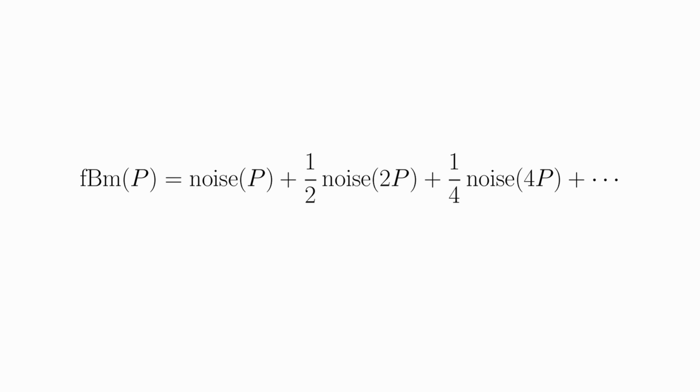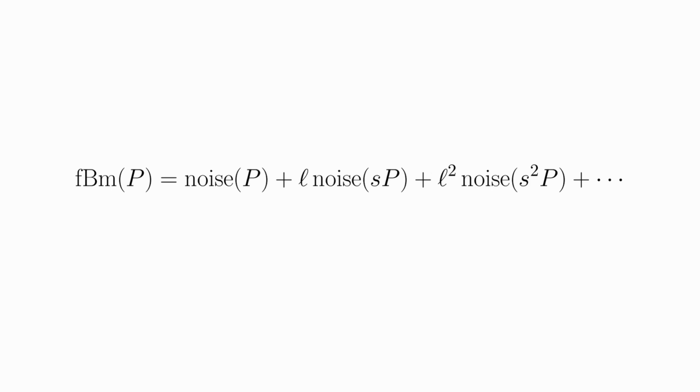We can generalize it a bit, replacing the powers of 2 by some parameters. Let L be the multiplicity, the scale of the amplitude, and S be the scale of the frequency. The reason why the generated pattern was homogeneous is that we are just summing them together.